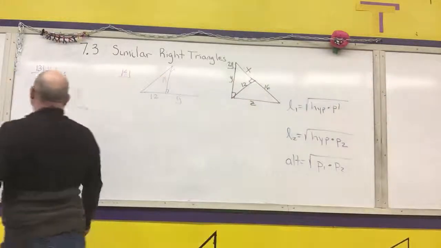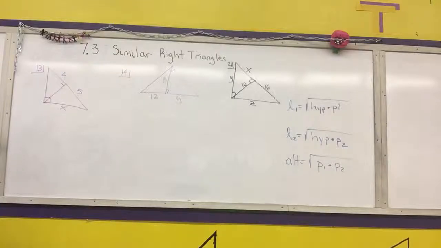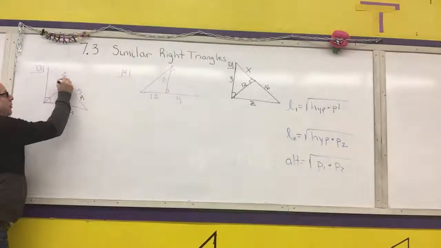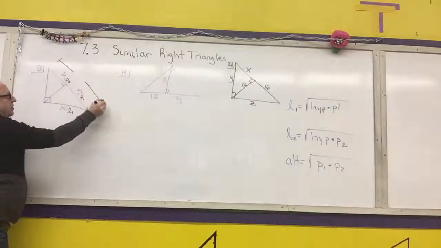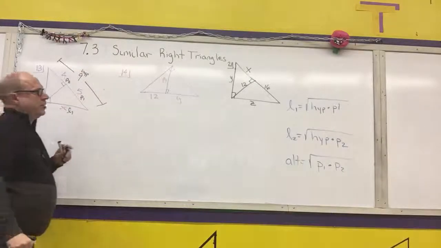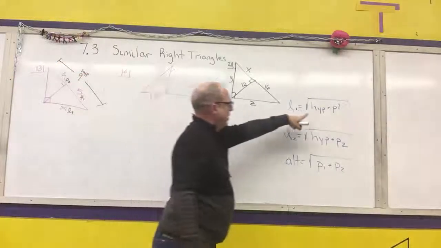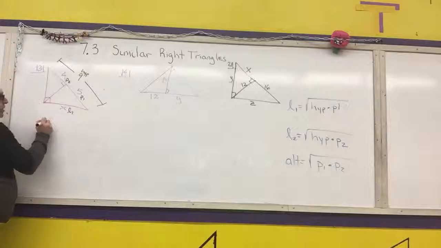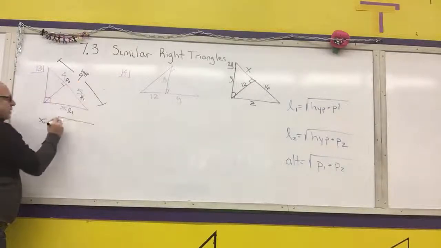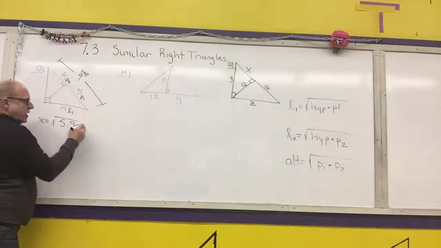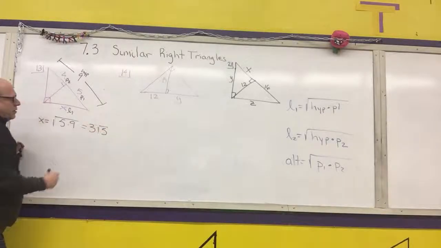So the first one is problem number 13 from section 7.3. I want to find the value of x. So I'm going to label my sides. I'm going to call this L1, P1, P2, and I need to know what my hypotenuse is. My hypotenuse is those two added together, which is 9. So L1 and P1 is this relationship. L1, so that's x, is equal to the square root of 5 times 9. Okay, we know the square root of 9 is 3. The square root of 5 is the square root of 5, so my answer would be 3 times the square root of 5.